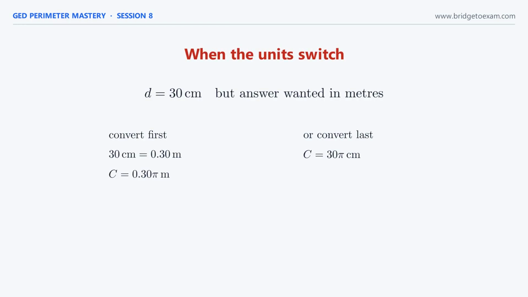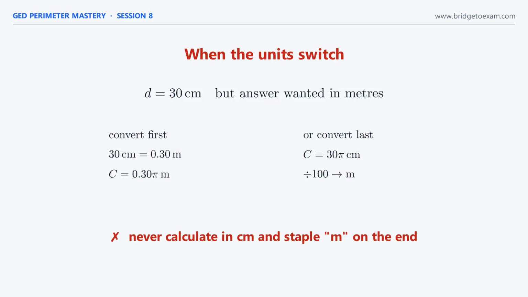A wheel has diameter 30 centimeters, but the answer is wanted in meters. Convert first. 30 centimeters is 0.3 meters. Or calculate 30 pi centimeters, then divide by 100. What you cannot do is calculate in centimeters and staple meters on the end.